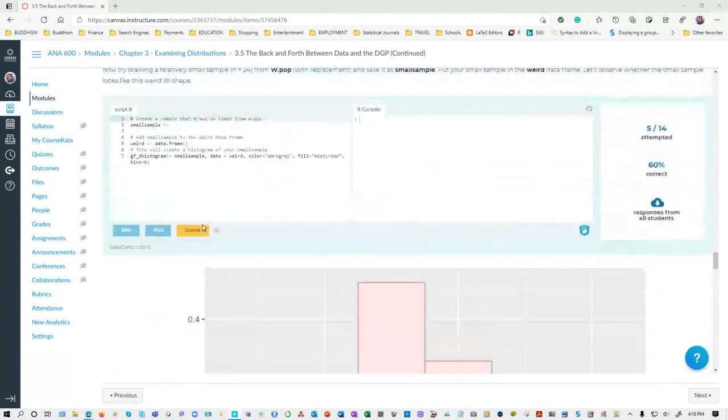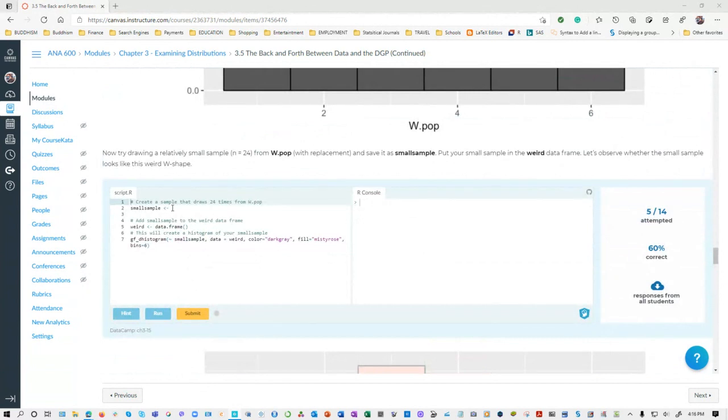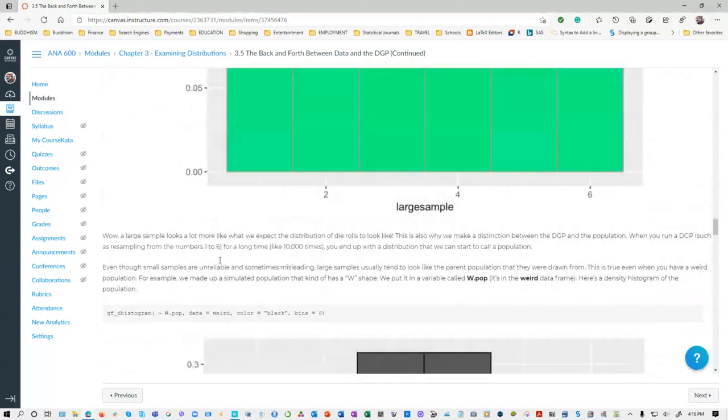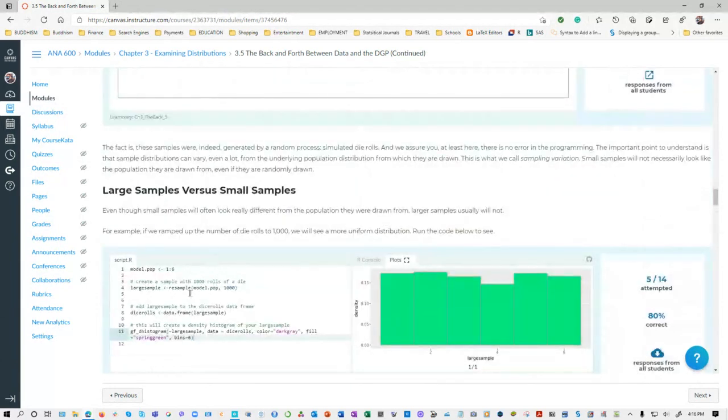They got this shape, but if you increase the size to 24, small sample first, you're going to change this one to small sample. A sample has been taken from the population called weird. Same way that we took this one: large sample, free sample, get it from the model pop. They see model pop as the population name.